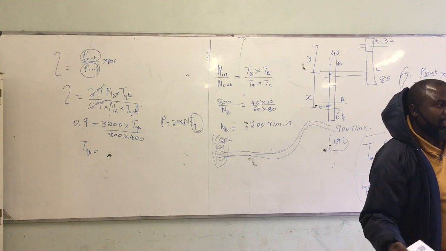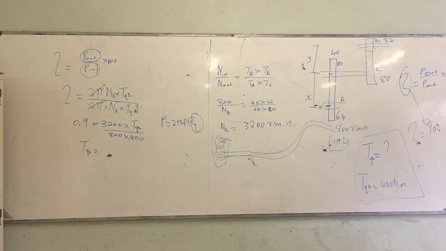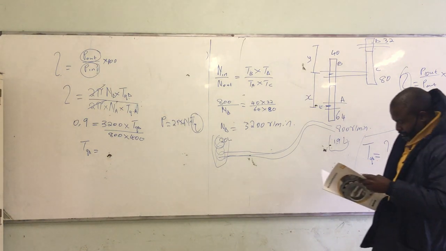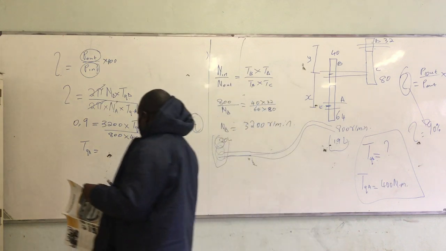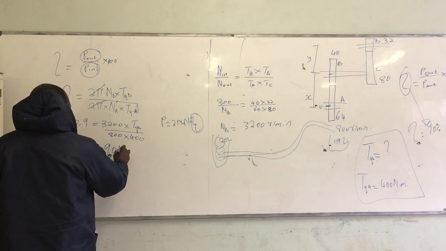That's like that. That is why yesterday I told you output over input is equal to efficiency. So it seems as you learn, you forget. And what do you get? Sorry? 90. 90 newton meter, ne? 90 newton meter.